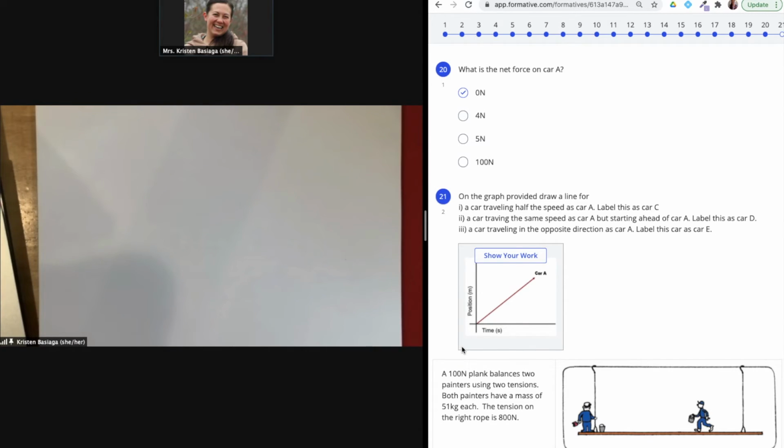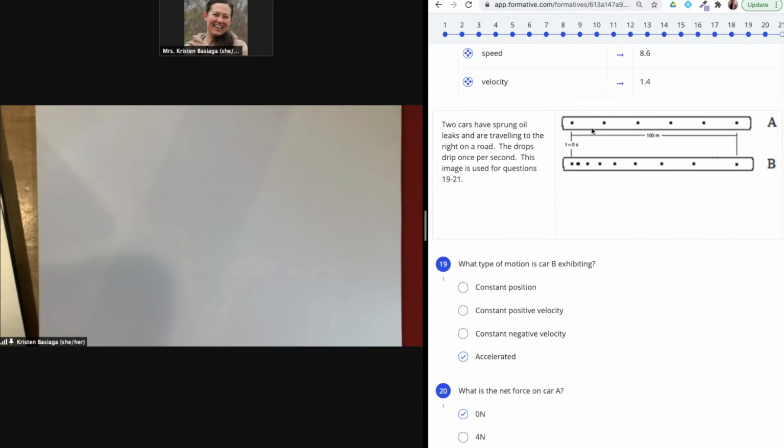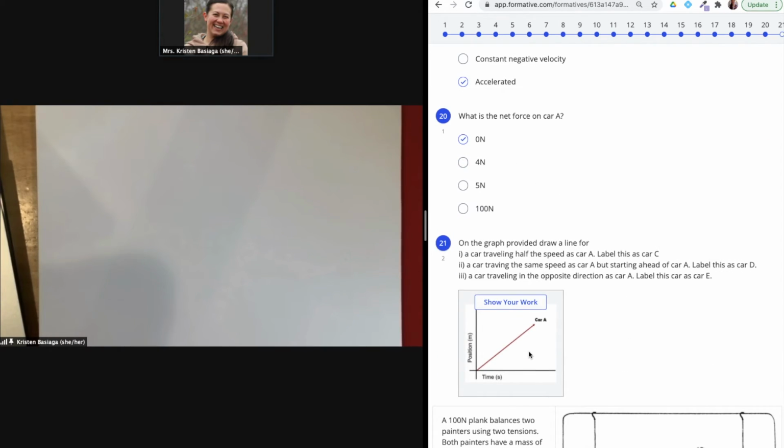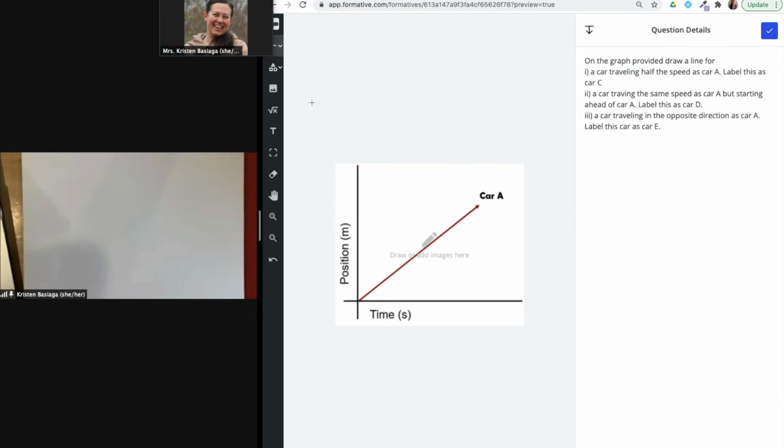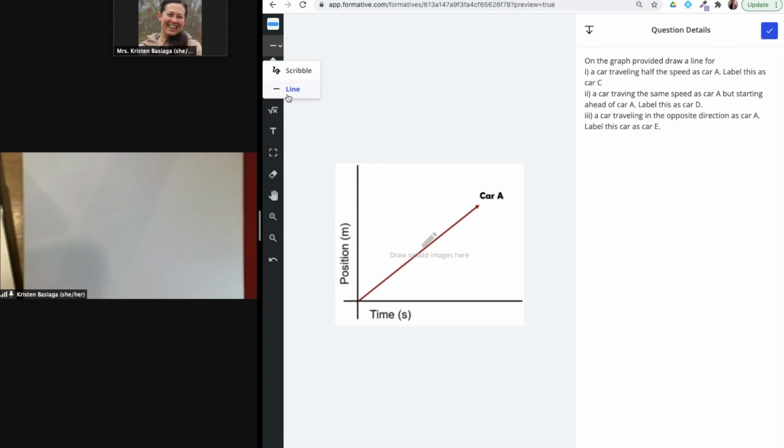So now, for number 21, let's say I have object A as being this nice constant velocity motion. That corresponds to a linear graph with a positive slope. Now let's add other cars. For this, I want to use the line tool. To get to the line tool, click this button here and select line instead of scribble.